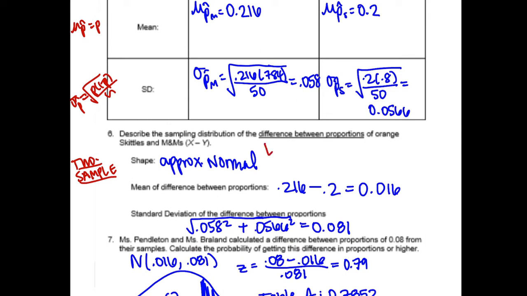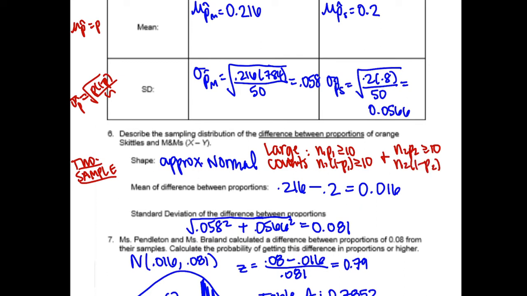And so the way we can check that in the future is we could do large counts for both. I'm going to label that as N1 times P1 is at least 10, and N1 times 1 minus P1 is at least 10. And we have to check N2 times P2 and N2 times 1 minus P2. So you want to check sample 1 and sample 2 to make sure you have large enough counts for each one.